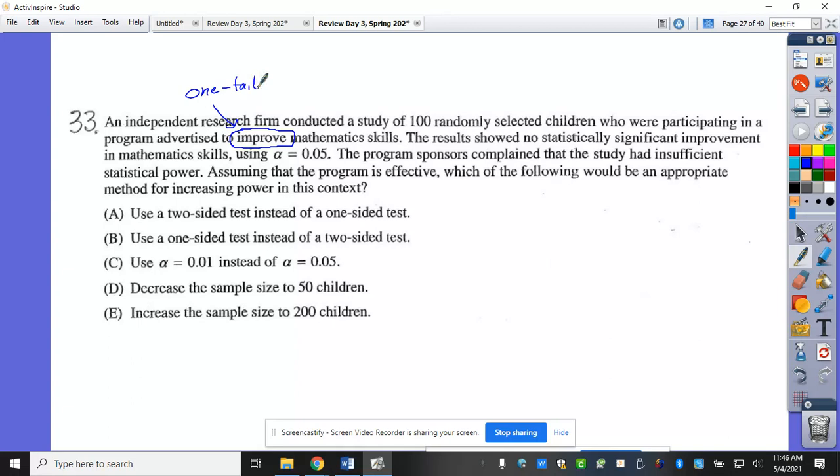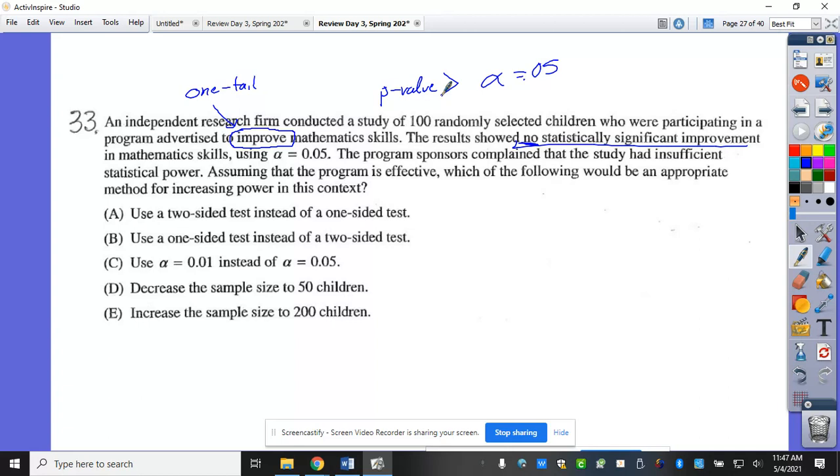The results show no statistically significant improvement. Well, if it's not statistically significant, that means my p-value is what? Right now my p-value is greater than 0.05, or it's not less than 0.05. The program sponsors complained that the study had insufficient statistical power. Assuming the program is effective, which means we made an error, which of the following would be an appropriate method for increasing power? So let's think about the things we wrote up here. How can I make this better to reject it?